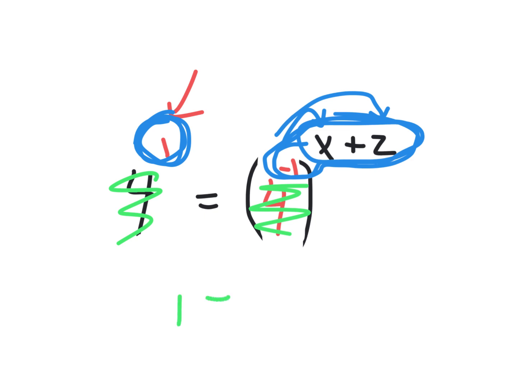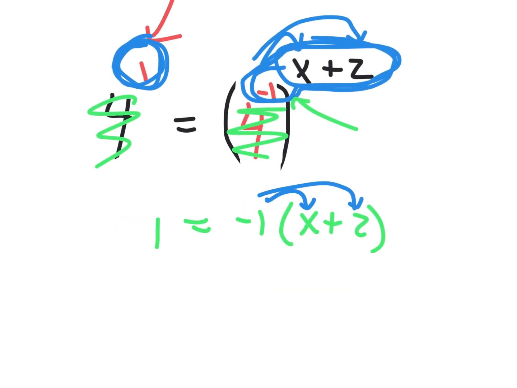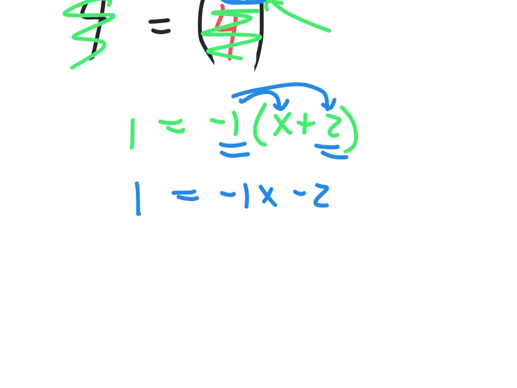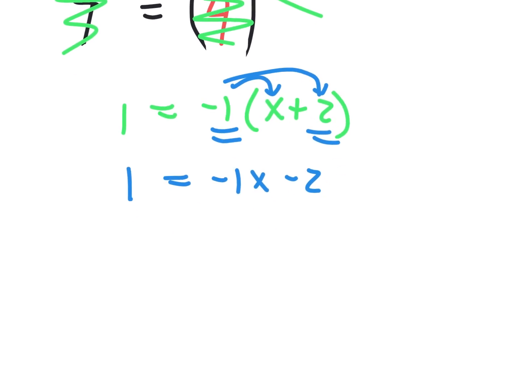I'm going to rewrite this because it got kind of messy. -1 times x plus 2. All of a sudden I'm putting the x plus 2 in parentheses. There was a parenthesis wall there if you did it right. Then that means this has to distribute to both parts. 1 equals -1x minus 2. Because that's what -1 times the 2 is. And from here, I'm really close. Just have to add 2 to both sides.